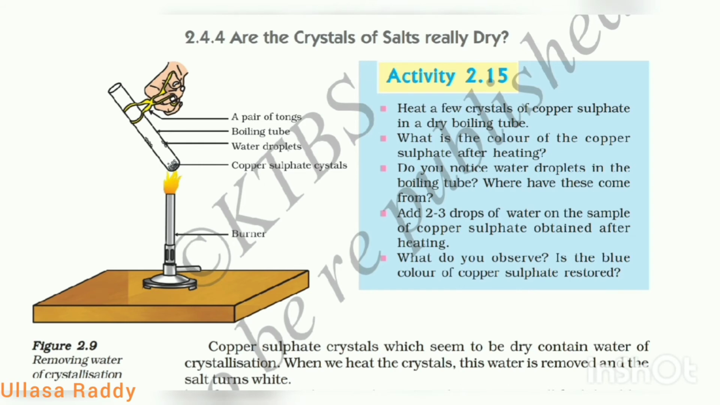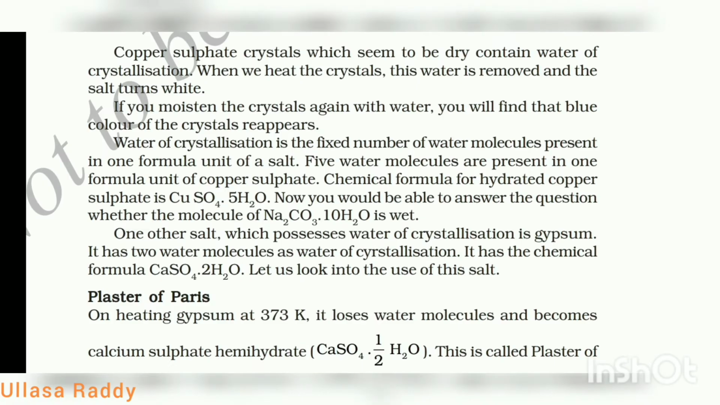Now the answers. What is the color of the copper sulfate after heating? It is white in color. Do you notice water droplets? Yes, water droplets are present on the surface. Copper sulfate crystals which seem to be dry contain water of crystallization. When we heat the crystals, this water is removed and the salt turns white. If you moisten the crystals again with water, you will find that the blue color of the crystals reappears.